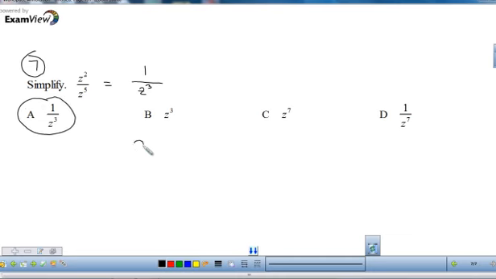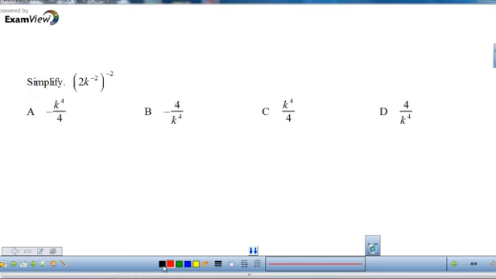Again, if you're not sure how to do that, you just write z squared means z times itself twice. Z to the 5th means z times itself 5 times. So we're going to reduce. And notice how we're left with z times itself 3 times on the denominator, on the bottom. And there's an invisible 1 on the top.